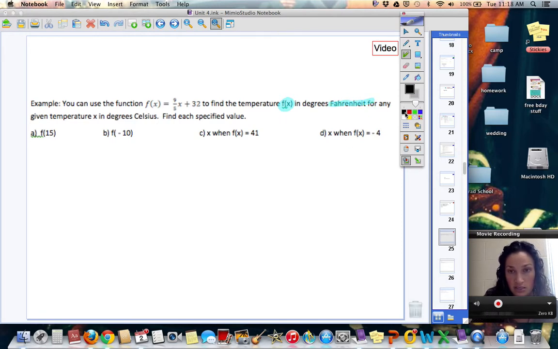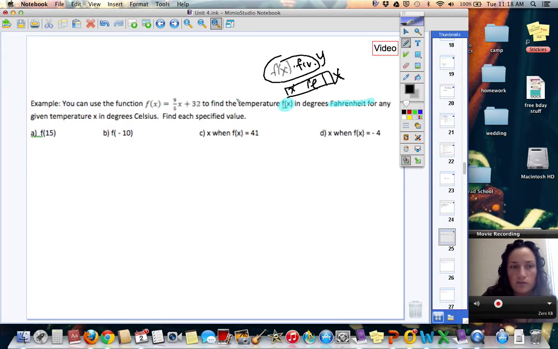So f of x is Fahrenheit, and if we look over here, x is Celsius. So that means our x values are Celsius and our y values are Fahrenheit.